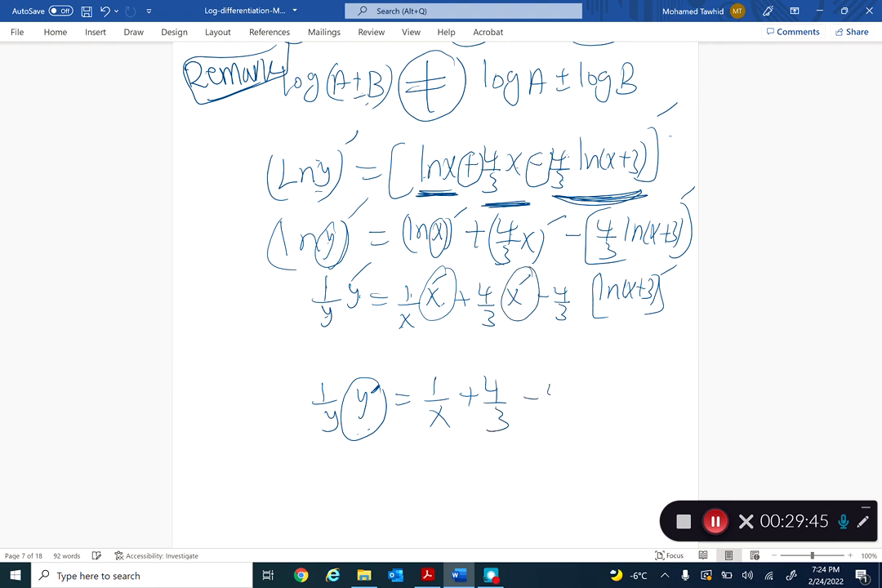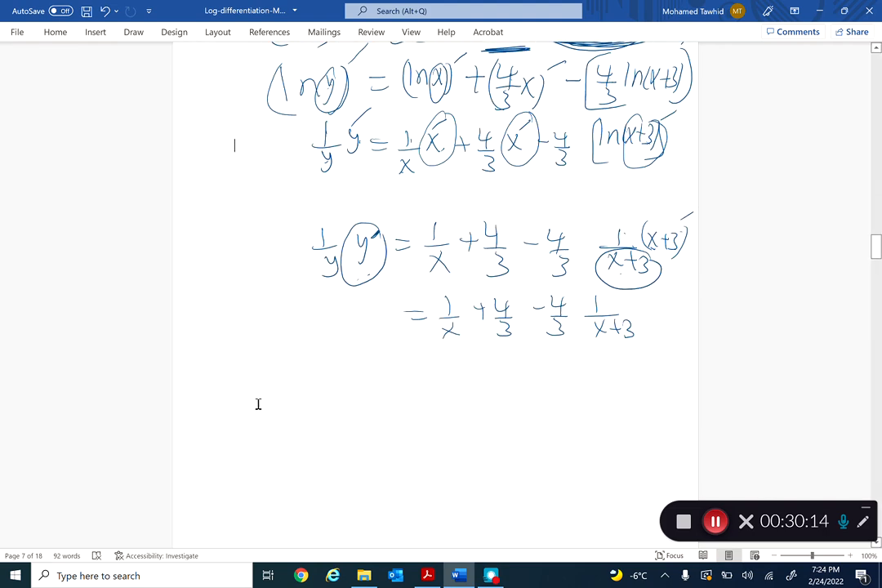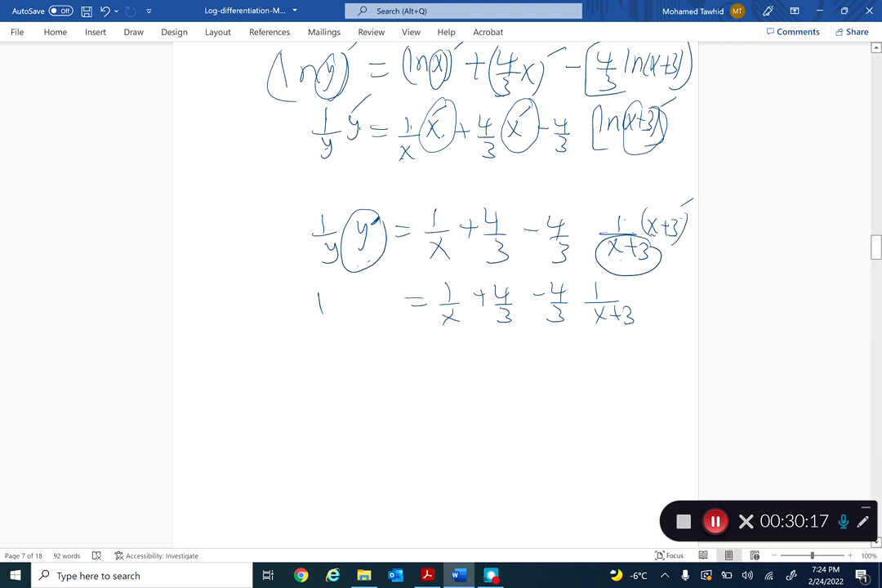And now what is the last term? Negative 4 over 3, what is the derivative of this? Your f here is x plus 3, multiplied by f prime, so 1 over f, that is your f prime. If I finish this, you have 1 over x plus 3, times negative 4 over 3, that's a constant. What is the derivative of x here? It is 1. Very good. What is the derivative of 3? 3 is a constant, which is 0. So what do you end up with here? You have 1 over y, y prime.